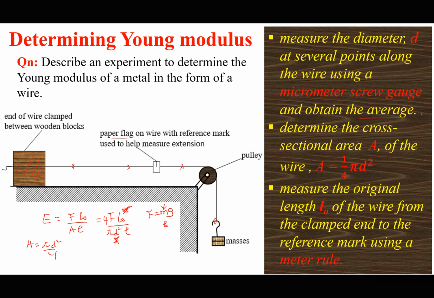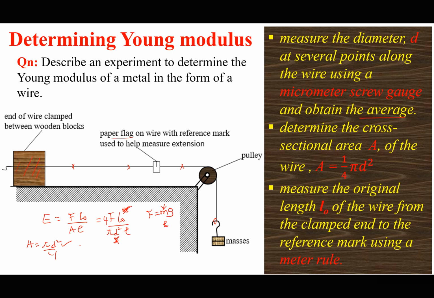Number two, we shall now determine the cross-sectional area. Of course, I mentioned cross-sectional area is going to be pi d squared over 4. So I can find the cross-sectional area from pi d squared over 4 after having determined the diameter of the wire.